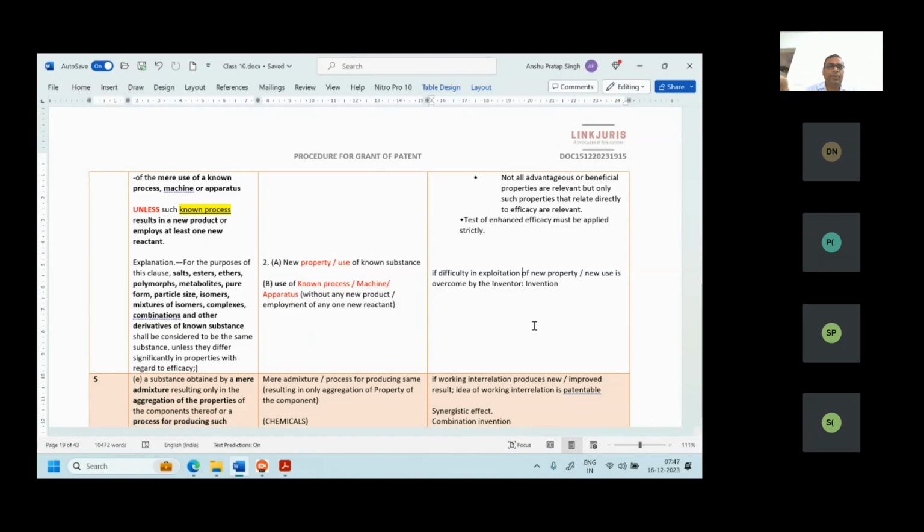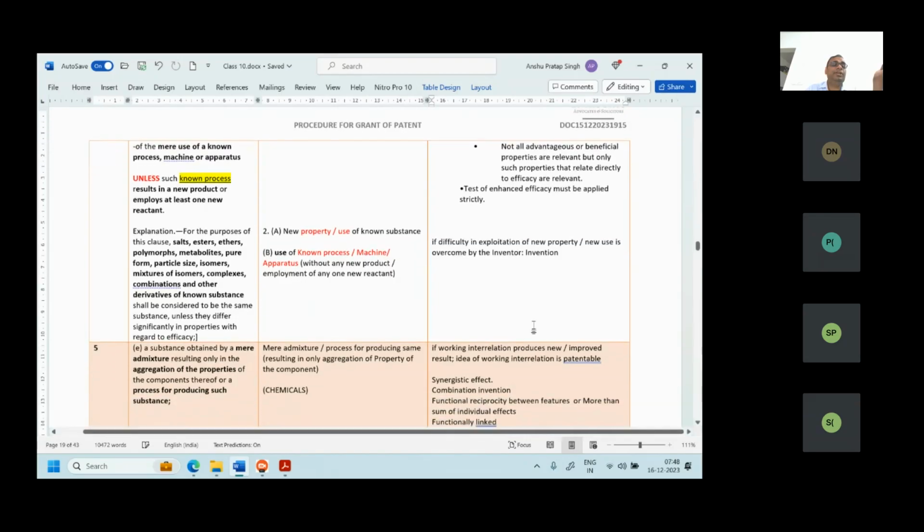So remember, this simple 3D is talking about known substances and known processes. Known substances covers form as well as new property or use. Done. Then for a known process, machine or apparatus, it can be patentable, first, if it has an enhanced efficacy. If the use of a known process, machine or apparatus results in a new product or employs a new reactant, it can be patented. Done. Then comes 3E and 3F.